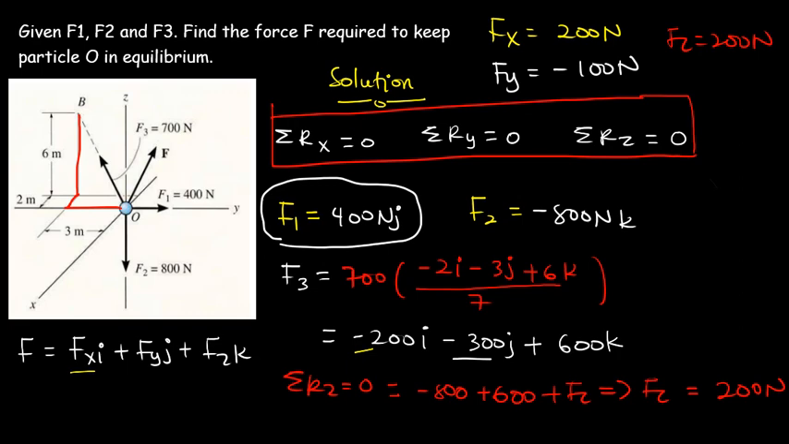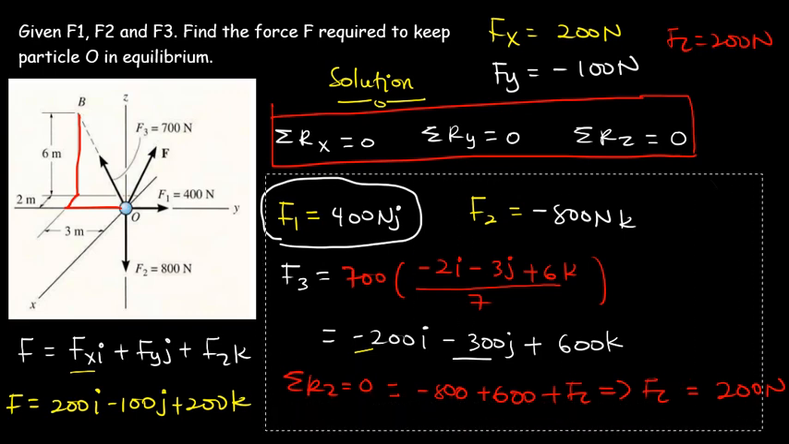So now you have been able to find the components of the force F. We can write the force F as 200i minus 100j plus 200k. So that will be the components of the force F. We can find the magnitude of this to get the magnitude of the force F. So let's look at that.